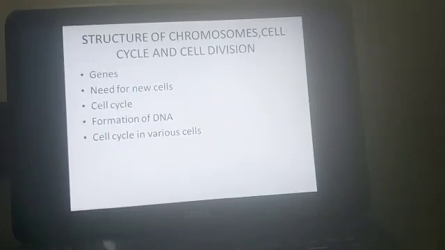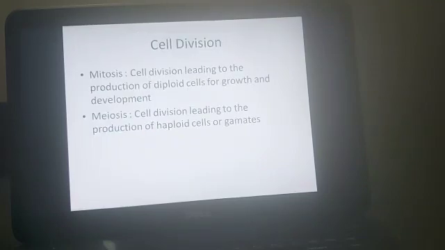This is Veena teacher. We are in the chapter Structure of Chromosome, Cell Cycle and Cell Division. In the previous module, we saw what genes are, the need for new cells, the cell cycle, formation of DNA and the cell cycle in various kinds of cells. In today's module, we are going to start with cell division.